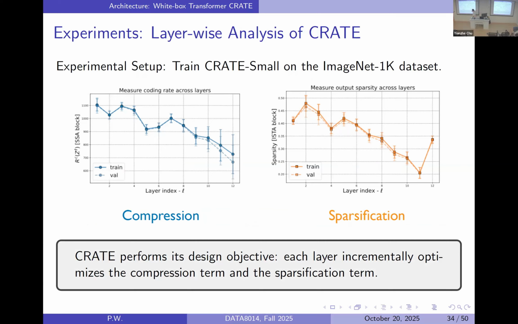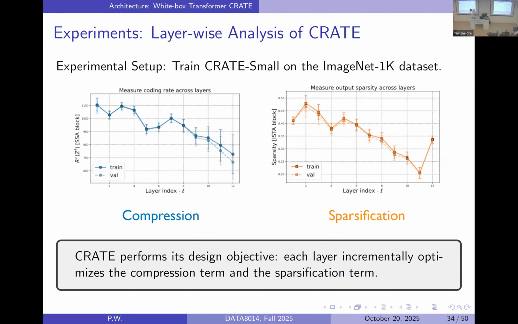You can see here, we simply trained CRATE-small on the ImageNet-1K data, right? Just train our constructed CRATE architecture on ImageNet and see what we have when we construct it. We say some layers are doing layer-wise compression and sparsification, right? And whether this holds in practice when we train our CRATE transformer on real-world data.